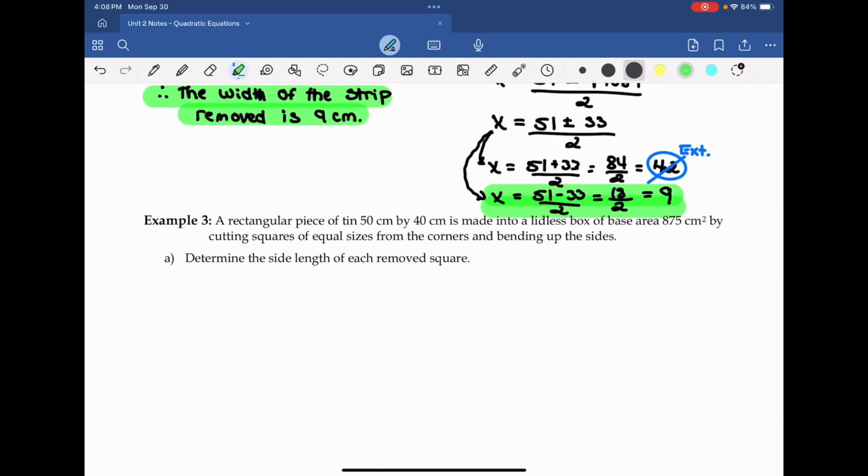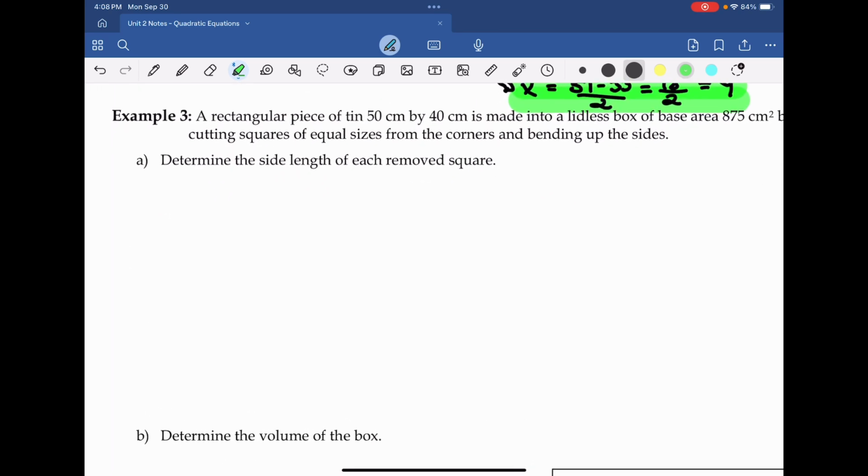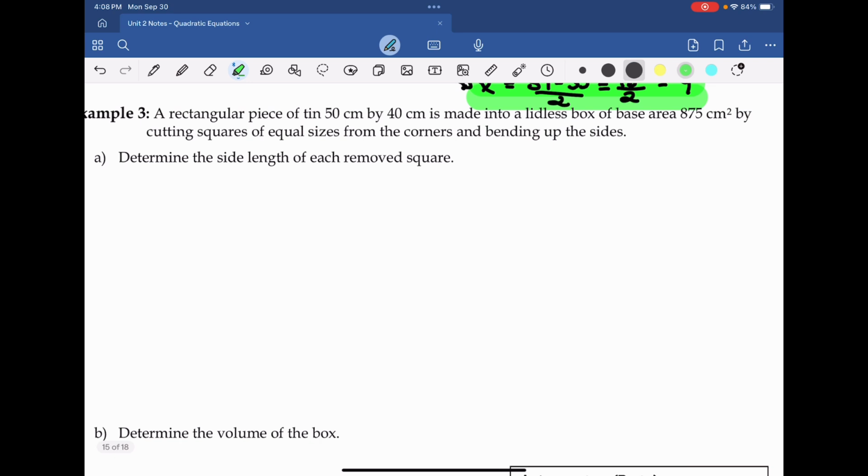All right, example 3, very similar type of problem, just slightly different. We have a rectangular piece of tin, 50 by 40, that's made into a lidless box with a base area of 875 by cutting squares out of the corners in order to fold them up and bend up the sides. Determine the side length of each square removed.